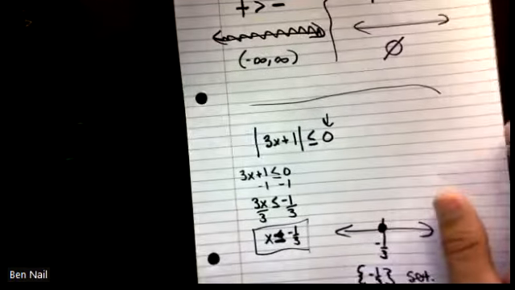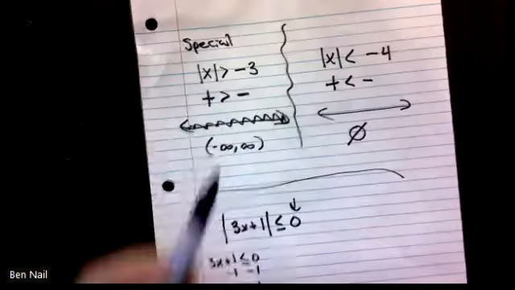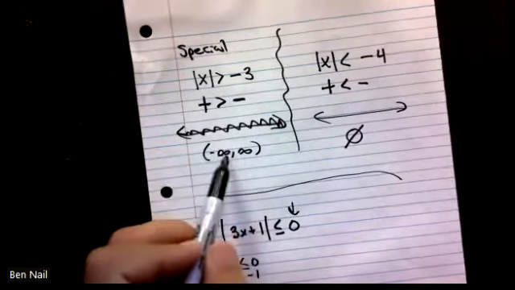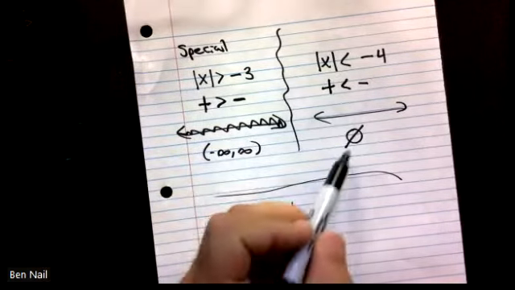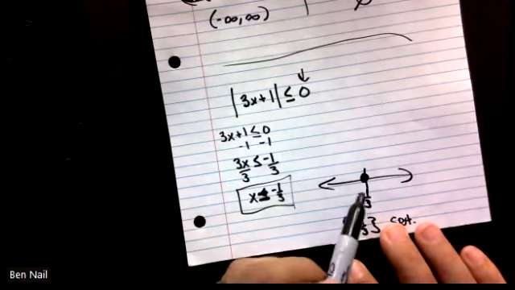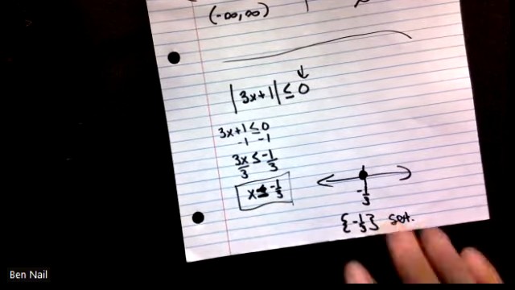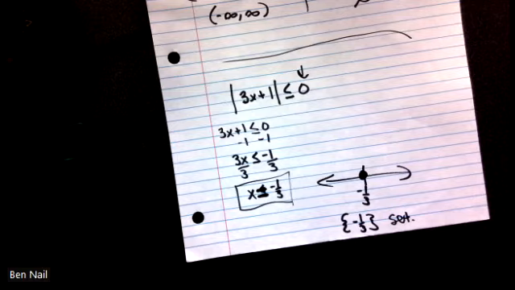And then these are your specials, okay? Greater than a negative, everything works. Less than a negative, nothing works. If it's less than or equal to 0, you're only talking about one very specific solution. There's no shading. It's not a set of numbers. It's just one singular number.